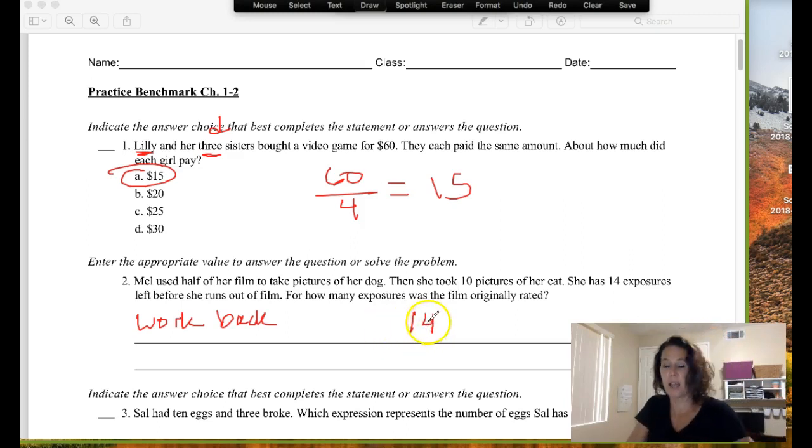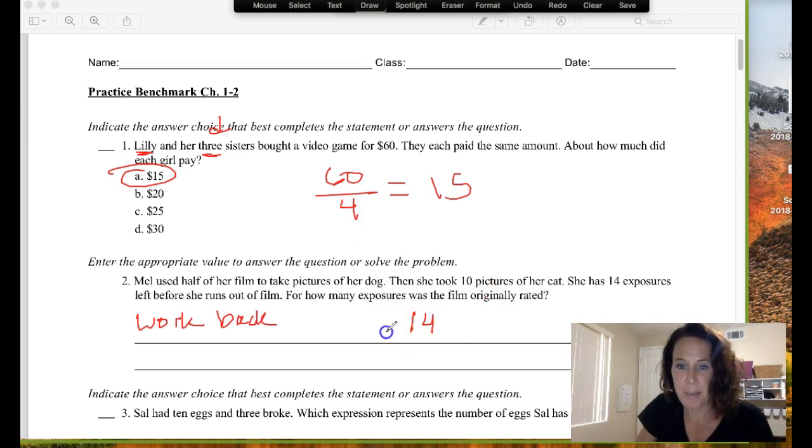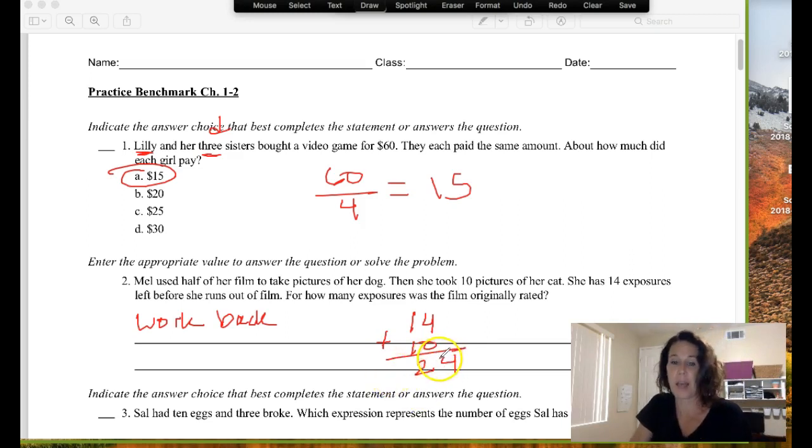That's what she has left. So let's start with what she has left. Let's add back the 10 pictures she took of her cat. So she had 24 pictures before she took those of her cat, 24 exposures, I should say. And then let's add back, she used half the film to take pictures of her dog. So let's add back that half. So we're going to multiply that by 2 to add back what was left, that half. And 24 times 2 is 48. So the original amount would have been 48 exposures.